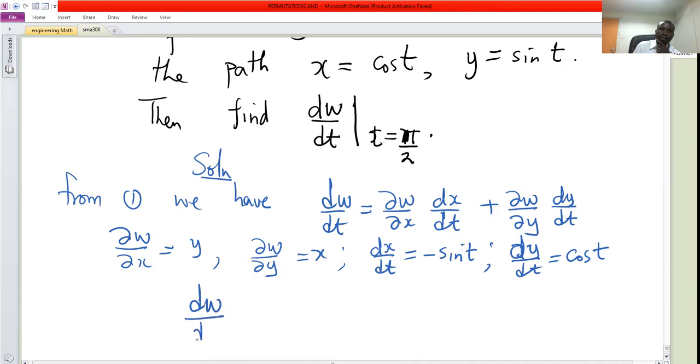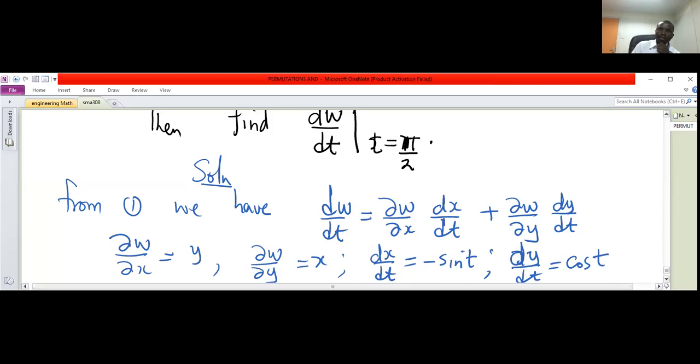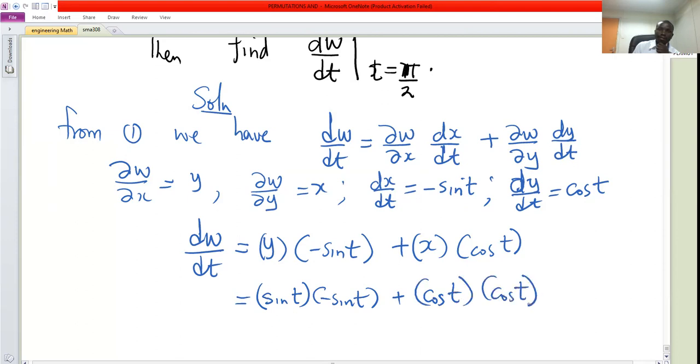dw/dt will be partial w partial x, which is y, times dx/dt, which is minus sine t, plus partial w partial y, which is x, times dy/dt, which is cosine of t. But where there's y, you put sine t. Where there's x, you put cos t from the equation. So minus sine t times sine t, plus cos t times cos t. So this is dw/dt.